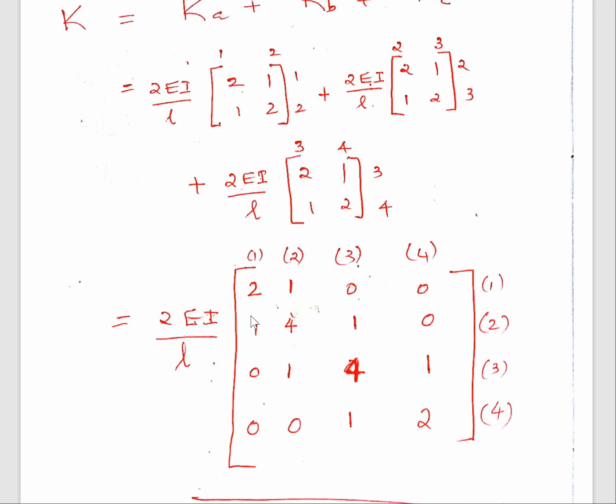Next is the second column, second row element. Here the second column second row element is 2. Here also we have a second column second row element, that is also 2. So we have to add these two elements. We have one here and one here, so we have to add both of those elements. That is why it is 4. That is the second column second row element.